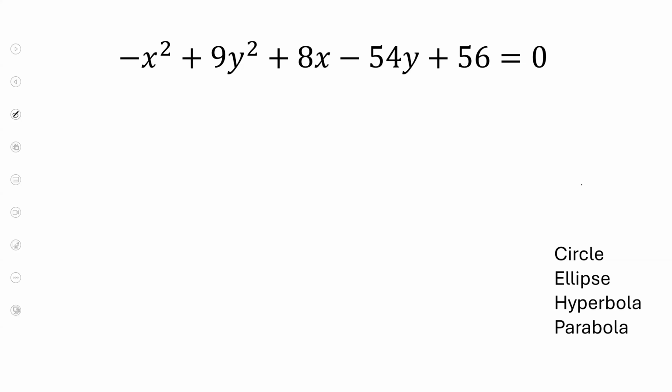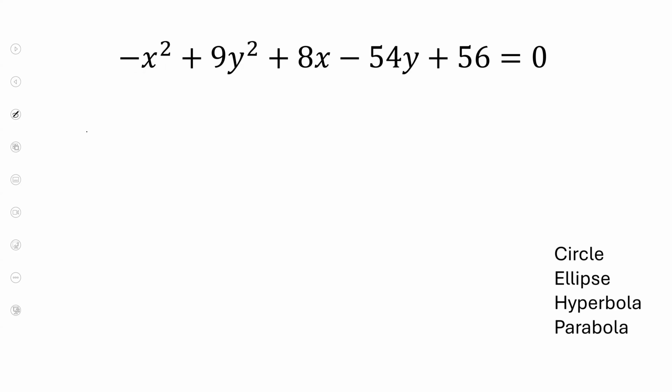All right, which one is this one, guys? It is hyperbola. It's definitely not parabola because both of them are squared. It's not ellipse because they're different signs. One is negative and the other one is positive. And it's definitely not a circle because the coefficients are different. So that is a hyperbola.